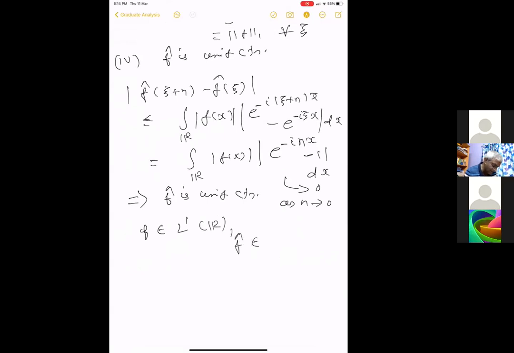Then f hat is in C of R. We will prove that it is in C0 of R, which is a Banach space. So C of R, all continuous functions, is not a Banach space. f hat is in C of R, but it's still a vector space. We will come back to that.